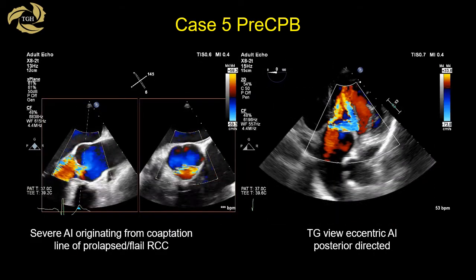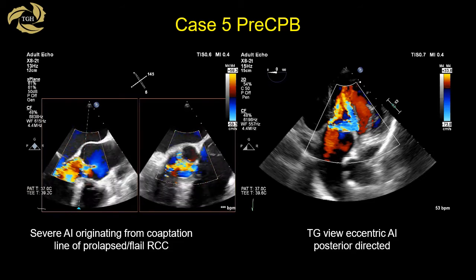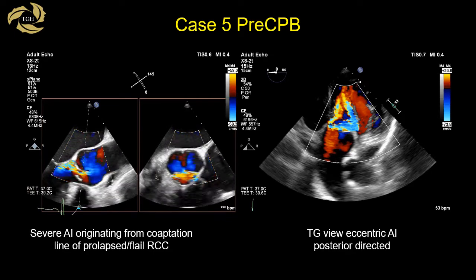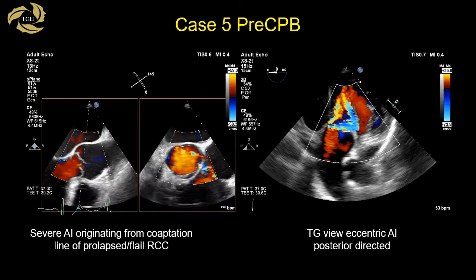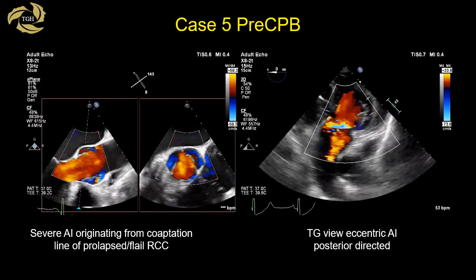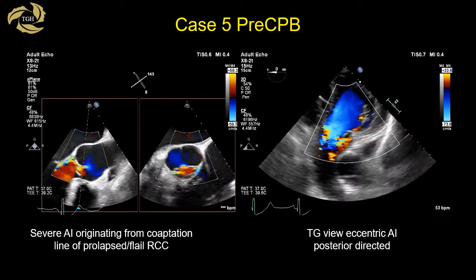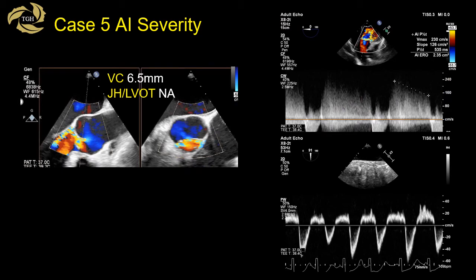The mid-esophageal aortic valve long axis and short axis views confirm the presence of severe aortic insufficiency originating along the right coronary cusp coaptation line with a posterior directed jet. The transgastric view confirms the eccentric direction of the jet across the face of the valve. AI severity may be difficult to quantify because of the eccentric jet.